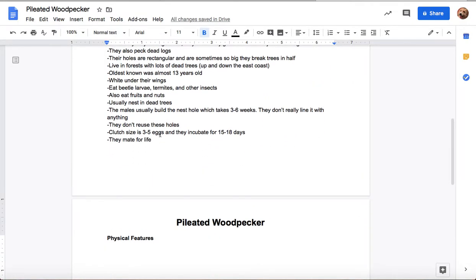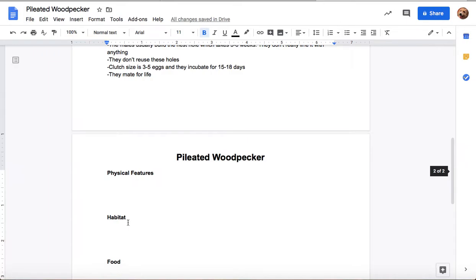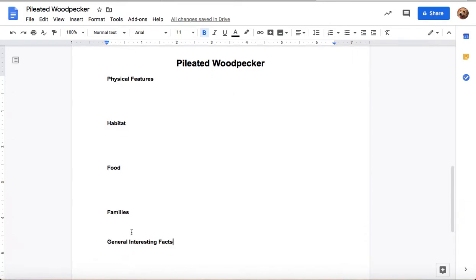So one theme I saw was physical features. That means, what do they look like? Another theme I saw was habitat. Where do they live? Like area of the United States, or like what does their home look like? I found food, and then I found families, and then also general interesting facts. You might not have all of these. I think this is just the ones that I found. You definitely need at least 3.